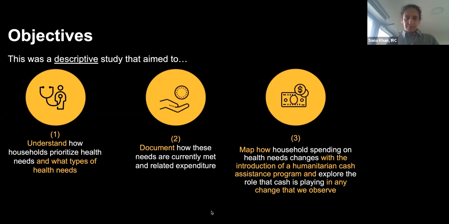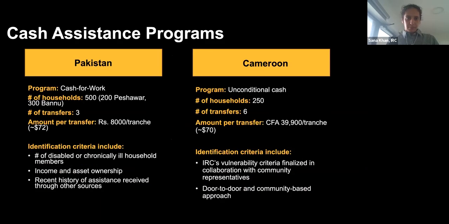Next slide, please. So we did the study in 3 locations in 2 countries, in Pakistan and in Cameroon. And the way that we set it up is we decided to build on upcoming cash programs and set up the data collection such that we would get a before, during, and after picture on health spending and what happens when there's an injection of cash in the household.